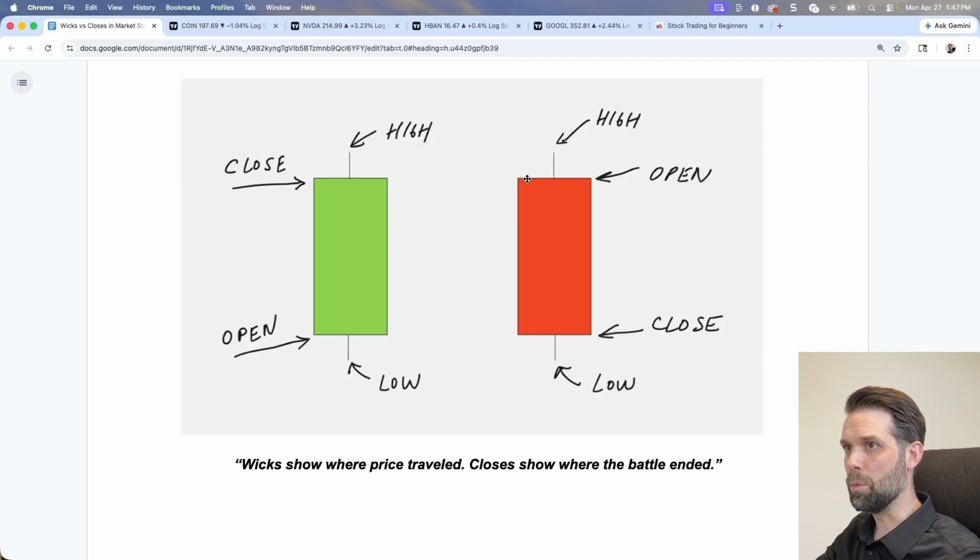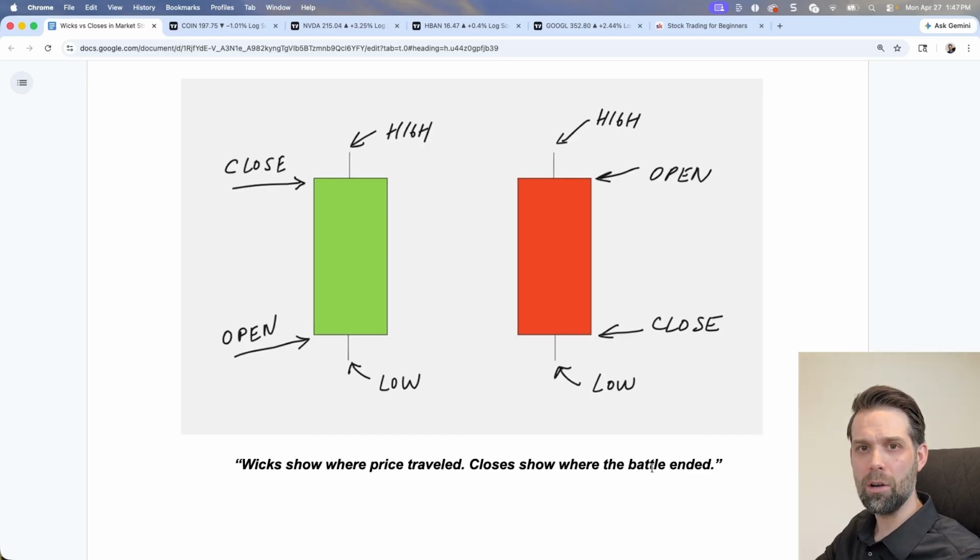So we opened the price here, and the extreme high, maybe at the beginning of the week, it wicked up to a high point, but during the week, sellers stepped in and it went all the way down to this low point, and then it closed right here. So during this week or this hour or this month, these sellers won the battle. So wicks show us where price traveled in a given timeline, and the closes show where the battle ended.